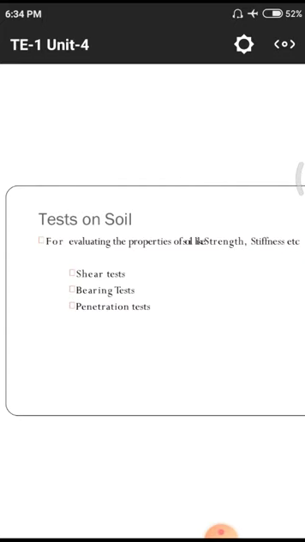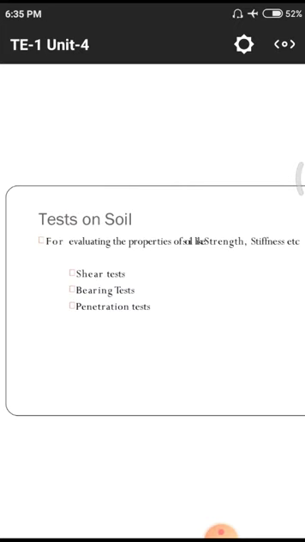Why? Because to construct any structure on a particular soil strata, whether it may be a road, railway, airport or any other structure, we need to have this value. The value is the soil bearing capacity. For the soil bearing capacity, we need to have bearing tests. After that, we need to have some shear test.